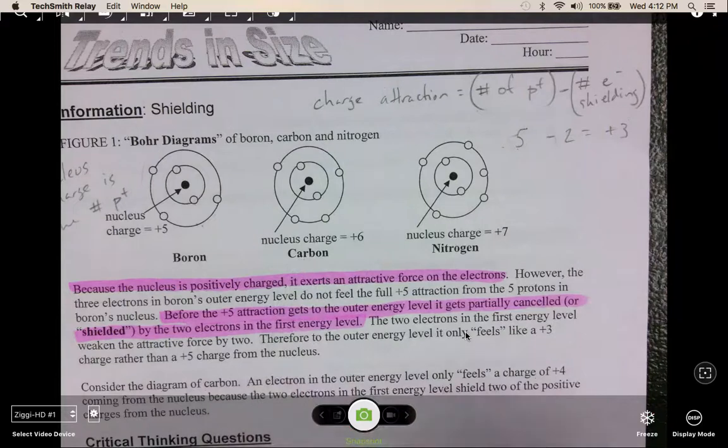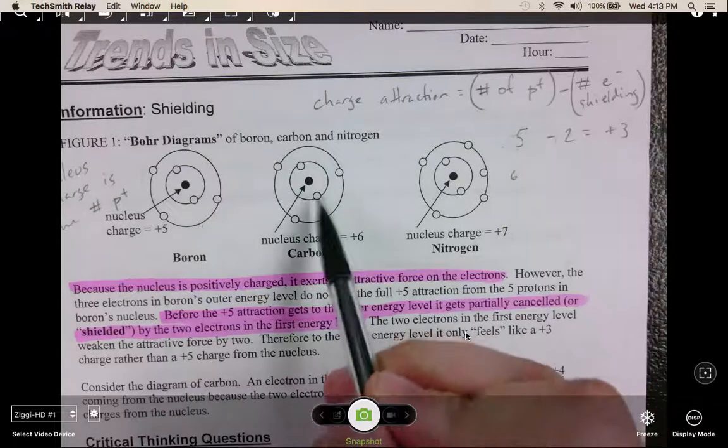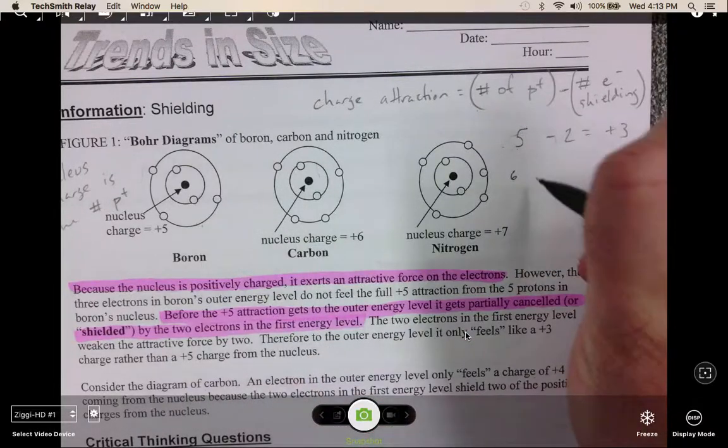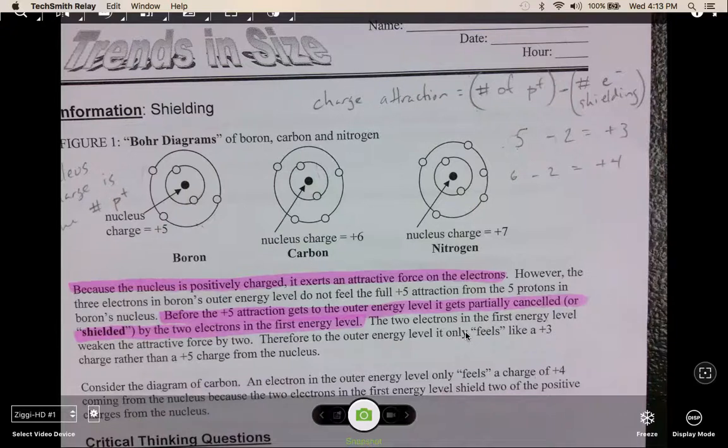Next, we can do it for carbon. Carbon has a plus 6 protons. It has 2 electrons shielding, so minus 2 gives us a plus 4 charge. So next you can do it for hydrogen.